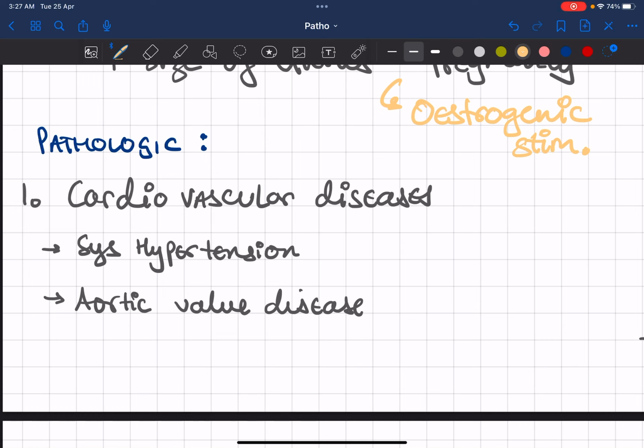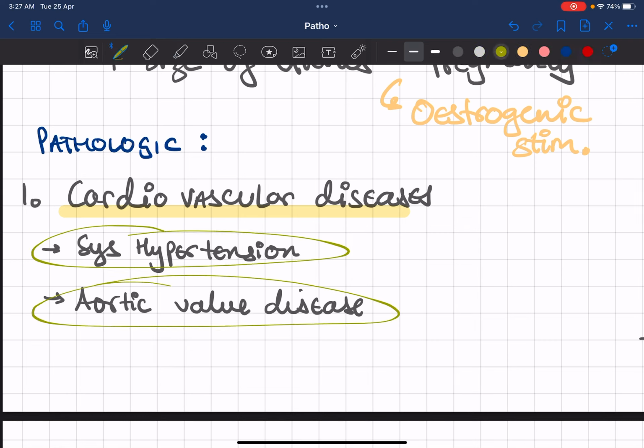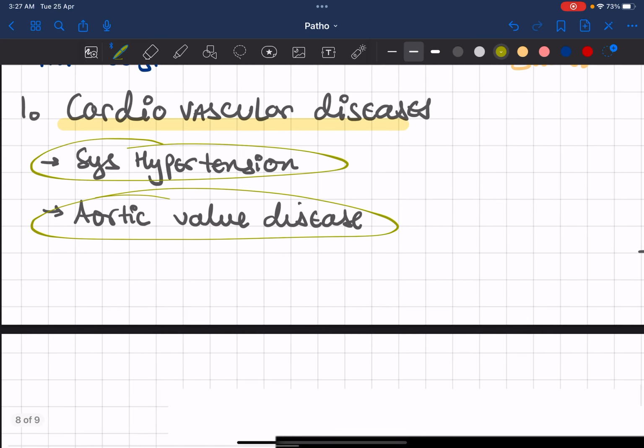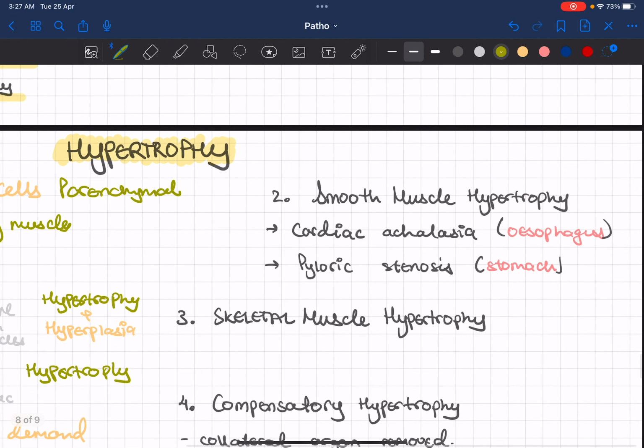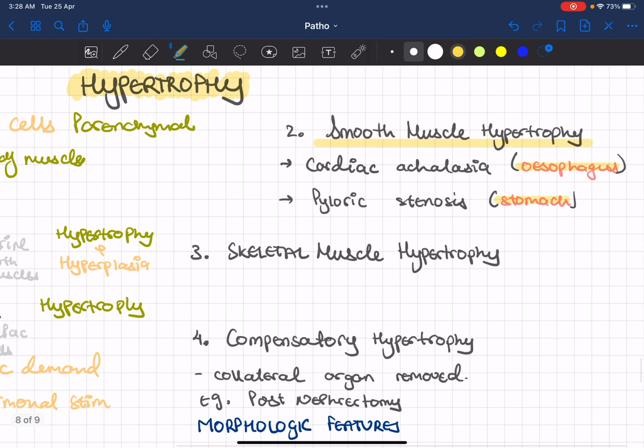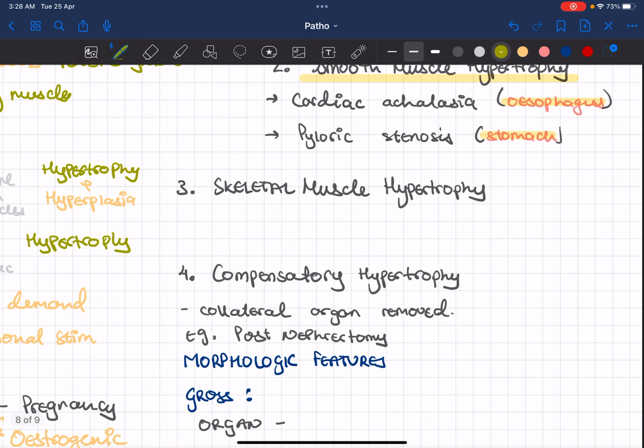First, there are cardiovascular diseases, like systemic hypertension, aortic valve disease, mitral insufficiency; these can cause hypertrophy of cardiac muscles. Then there is smooth muscle hypertrophy. In smooth muscle hypertrophy, there are examples like cardiac achalasia, which occurs in the esophagus, and pyloric stenosis, which occurs in the stomach. I know it is called cardiac, but cardiac is not always related to the heart. Remember that.